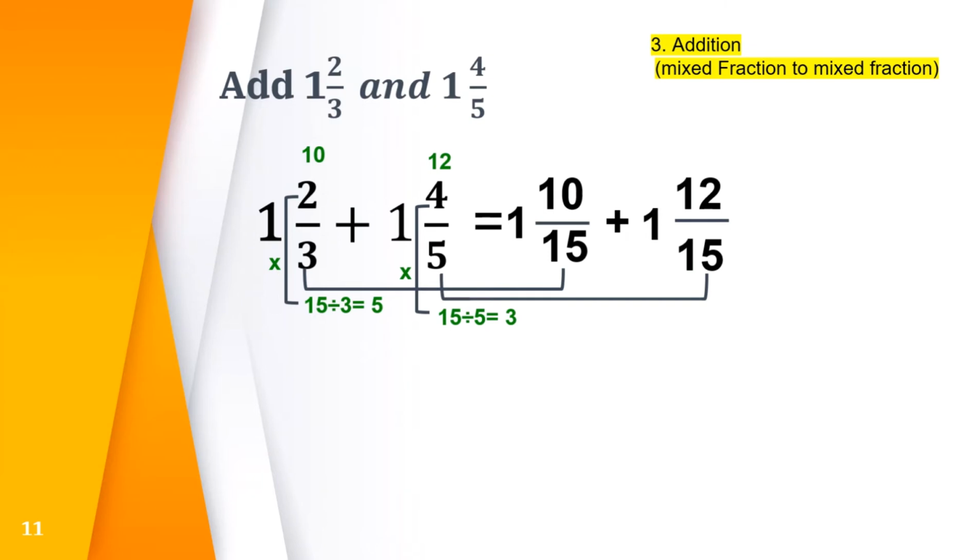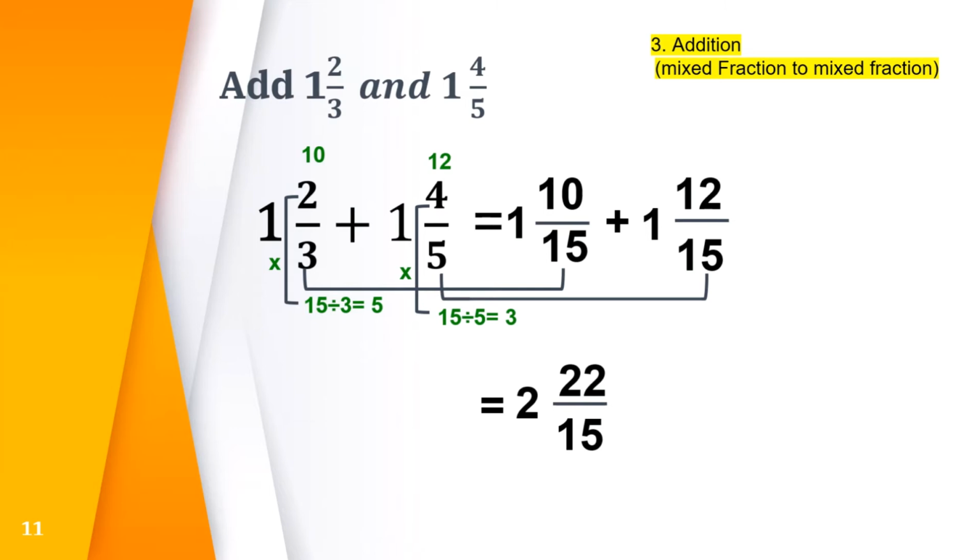So, the similar fractions of 1 and 2/3 and 1 and 4/5 are 1 and 10/15 plus 1 and 12/15. Since similar fractions na sila, pwede na natin silang i-add. So, 10 plus 12 equals 22. And then, copy the common denominator na 15. And then, add the whole numbers. 1 plus 1 equals 2.